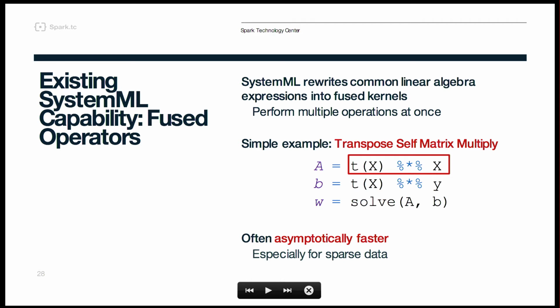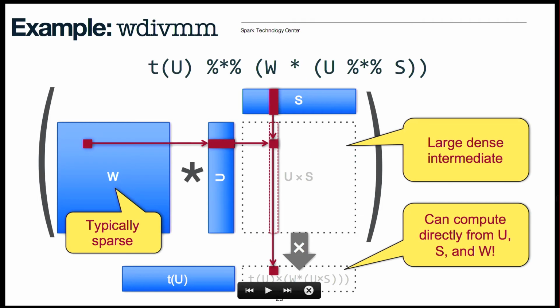And we have a number of these different patterns that were built into the system, and the optimizer will pattern match against them. Here's a more complex example. This pattern occurs a lot in matrix factorization use cases, where you have a matrix W that you are trying to approximate with the product of 2 factors, U and S. And in each iteration, you are solving for one of the 2 factors. In this case, we are solving for U.